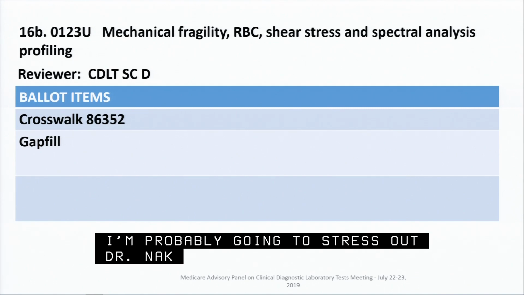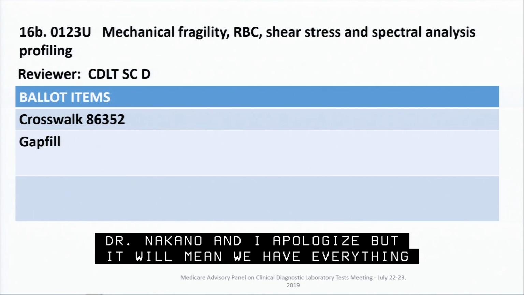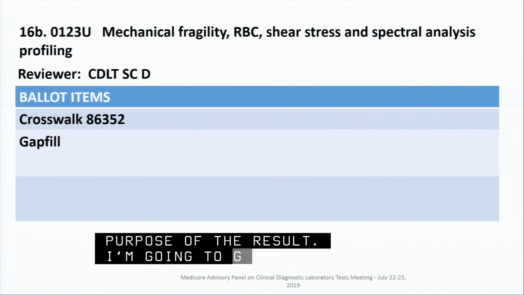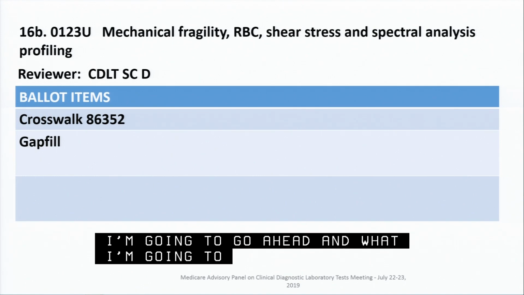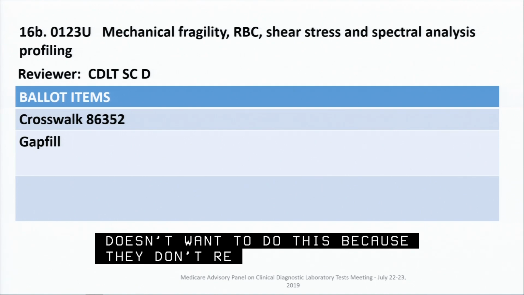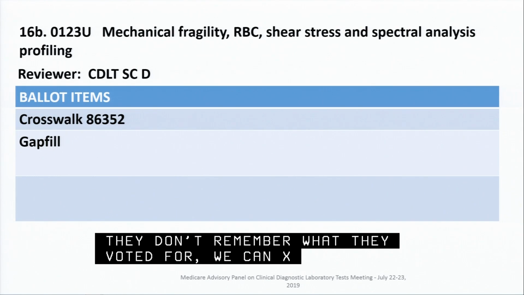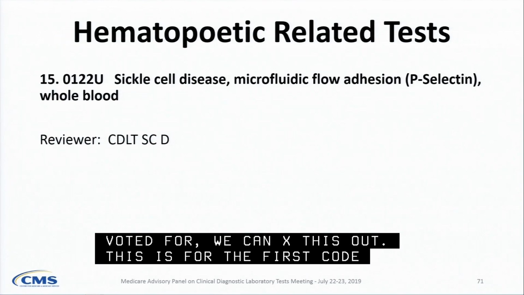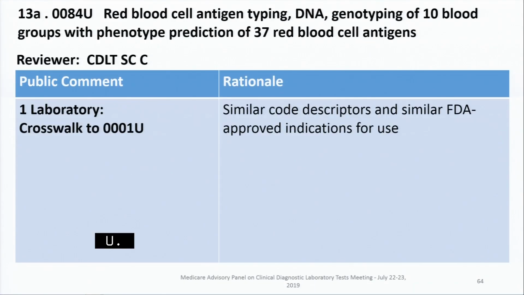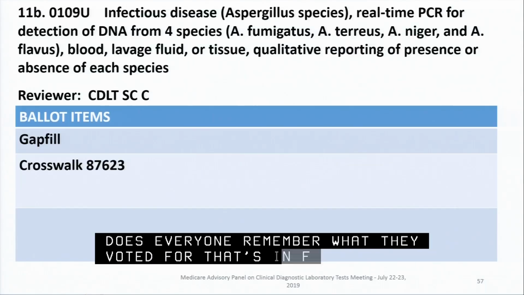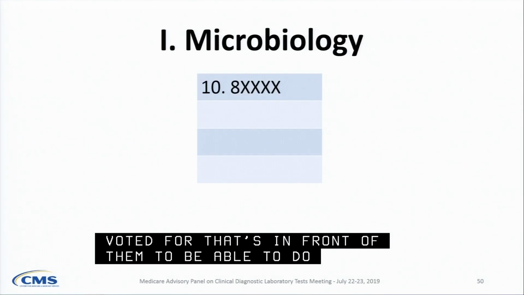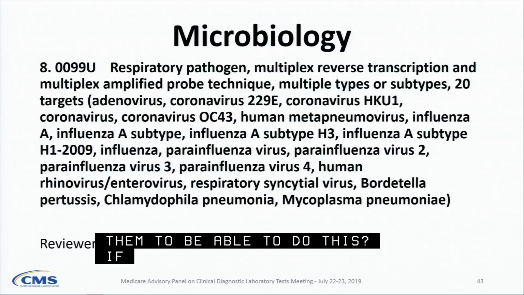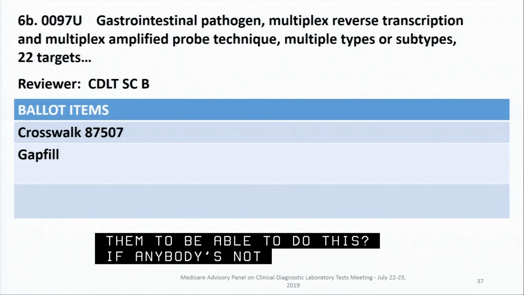So I'm going to go ahead, and what I'm going to do, if anybody doesn't want to do this because they don't remember what they voted for, we can X this out. This is for the first code of 64U. Does everybody remember what they voted for that's in front of them, or to be able to do this? If anybody's not comfortable with this, please raise your hand and we won't. You're talking about the very first code. The very first code. All right, let me get the slide deck there, hold on.